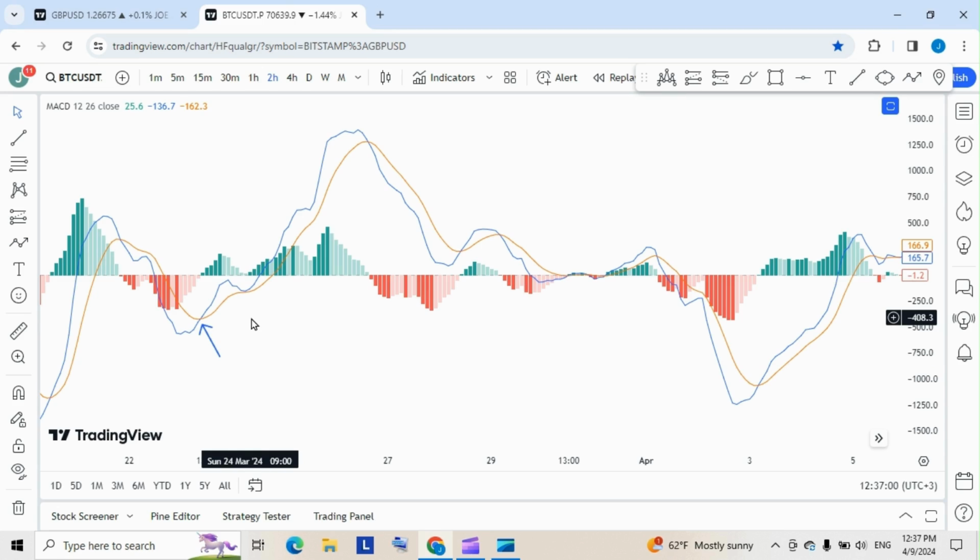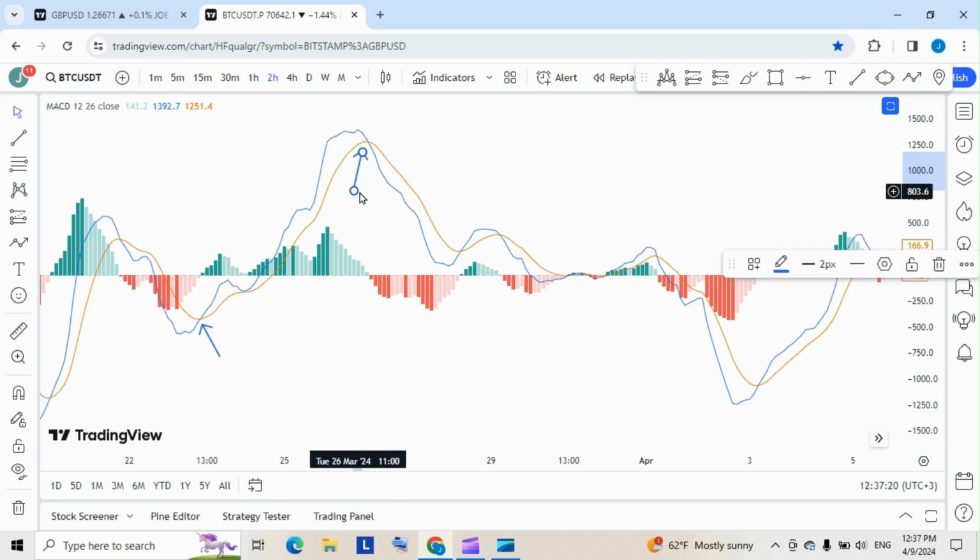All right, this is what we call crossover. Crossover is basically when the blue line is crossing over the orange line, or when the orange line is crossing over the blue line. It's good we have two scenarios here, which I'm going to show you now, where you are seeing this arrow pointing.